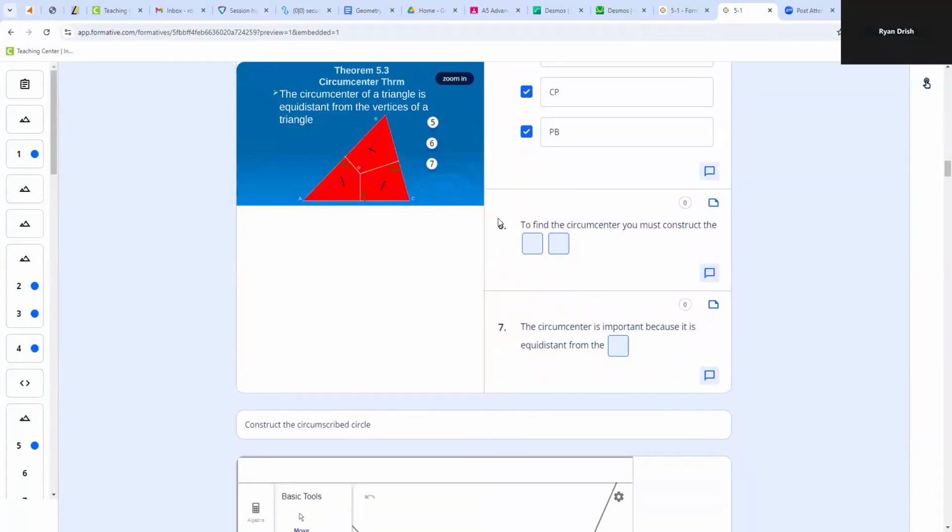For questions 6 and 7, these are the 2 most important things that you need to know. How do you find it, and why is it important? Number 6 says to find the circumcenter, you must construct the perpendicular bisectors. So construct the perpendicular bisectors of each side, and you will find the circumcenter. The circumcenter is important because it is equidistant from the vertices. So it's equally far away from every corner.